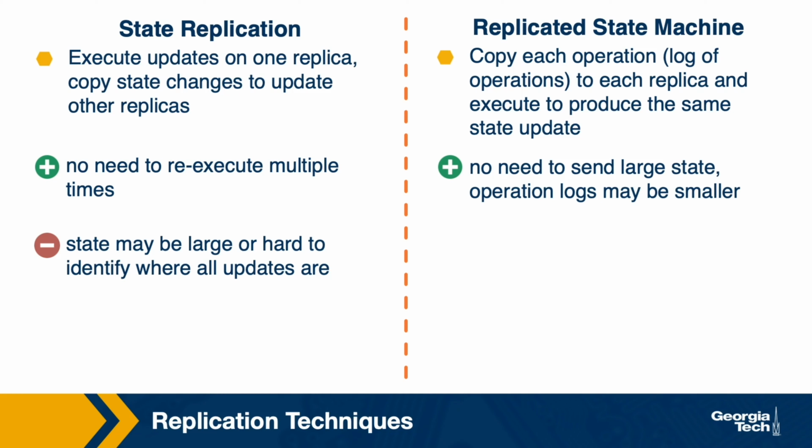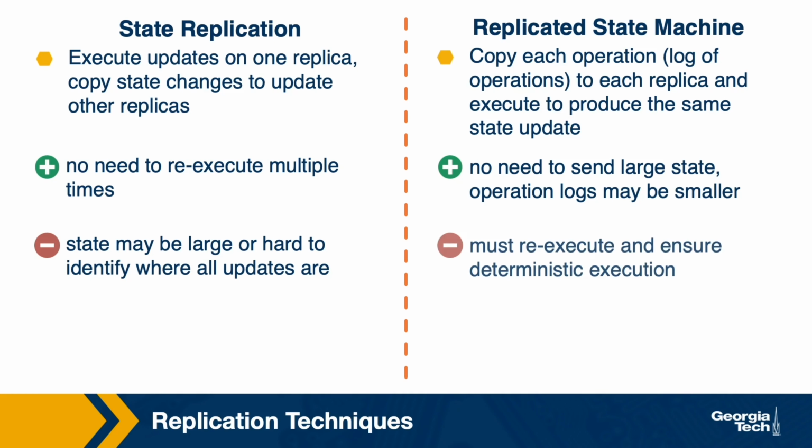In the second scenario, there is no need to send large updates to the state. Copying just the logs that contain the information about the operations which got executed may be much smaller. However, the downside is that the same operation must be re-executed at each location, and of course, this is only applicable if the execution is deterministic.